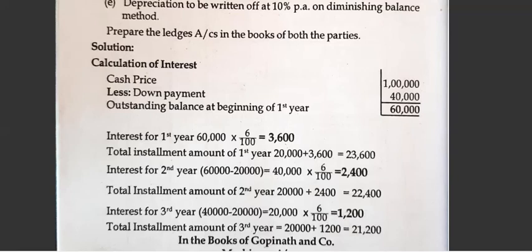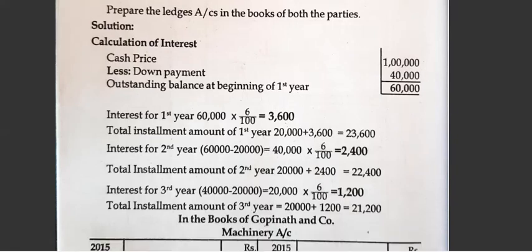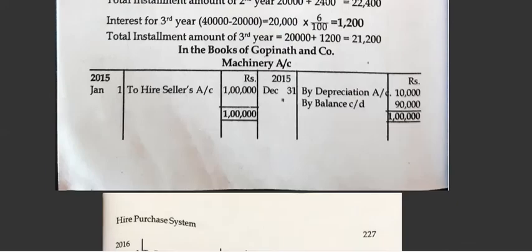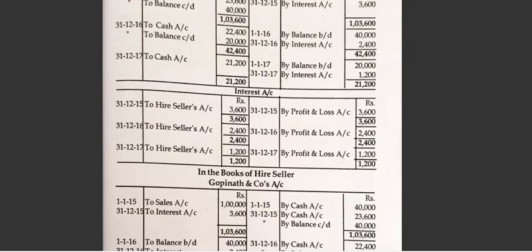Okay, now what we have to do is open the accounts in both the parties. So we will open in the books of the purchaser, that is Gopinath company. The accounts will be the asset account, that is the machinery account, then the hire seller account, then the interest account. So 3 accounts we have to open.